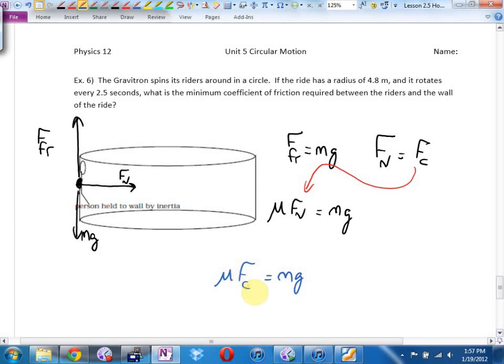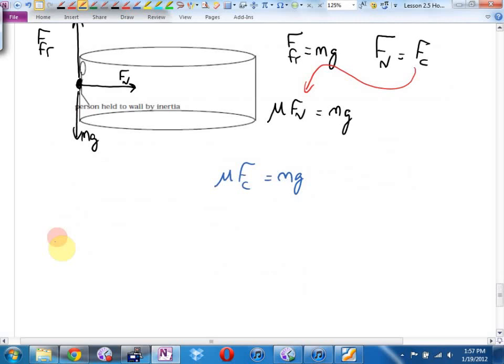Which version of the acceleration am I going to use here? The speed or the period? Oh, did they tell you the period in the question? Every how often? So this is going to be 4 pi squared r over T squared. Hey, I do notice, yay, mass cancels. That's kind of nice.